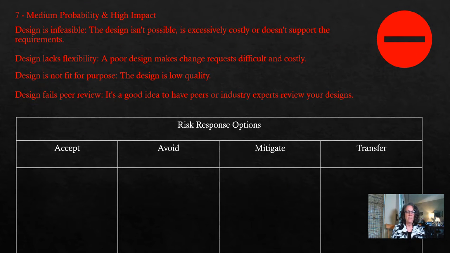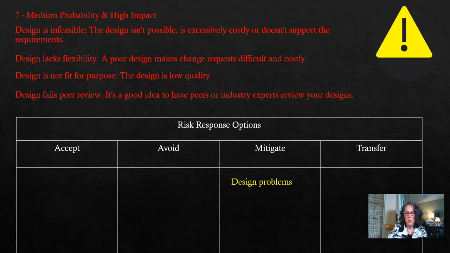So another medium probability, high impact risk that we identified previously and analyzed was about the design. And again, I compacted these. It was a long list, and I've truncated it and shortened it. And these could have been mitigated, I think.